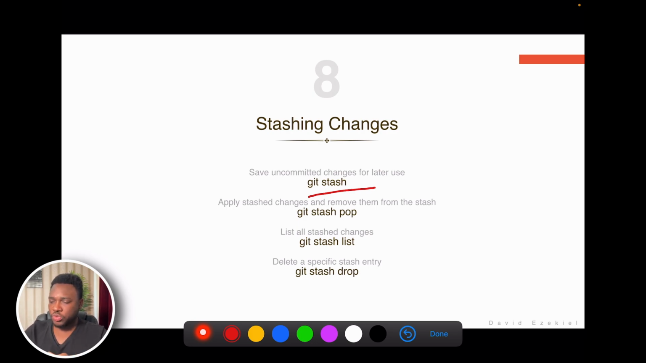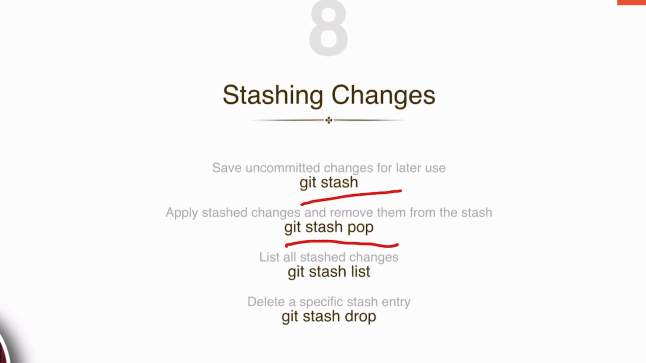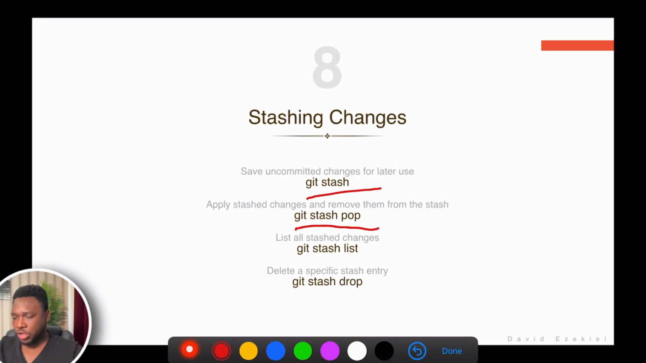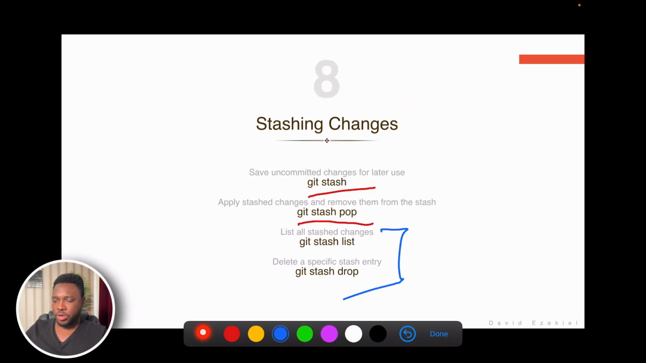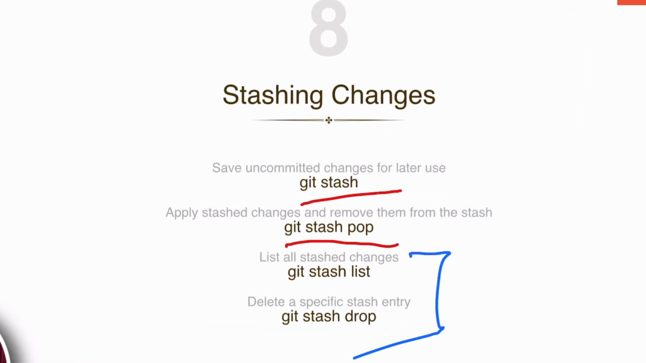You can also use git stash pop to apply changes. When you're ready to apply the stashed changes, you can use git stash pop to bring them back and continue working. You can also list all stashed changes, which is very important. You just see everything you've stashed, or you can delete a specific stash entry. You just do git stash drop and you can drop that.